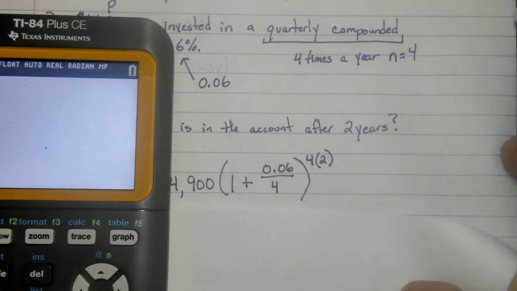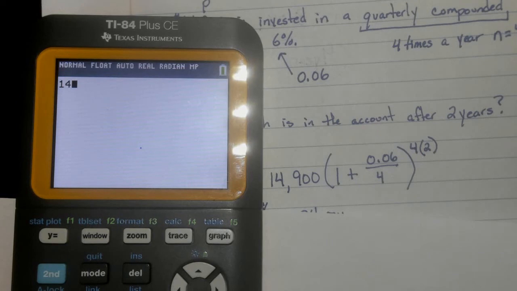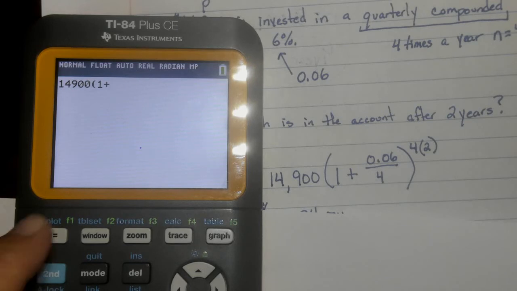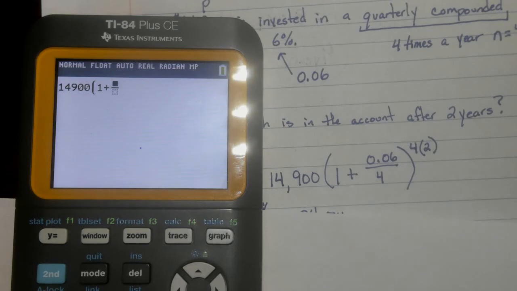Get to a good spot on the screen here. Alright, so we're going to type in 14,900 and then parentheses and then 1 plus, and I'm going to go ahead and insert a fraction. So alpha y equals is one way to get to your fraction. You might know another way, but alpha y equals, enter. And in my numerator I've got 0.06. In my denominator, I have 4. I'm going to arrow over and then close out those parentheses. And then that's going to be to the, and I'm going to go ahead and multiply 4 times 2 in my head and put 8.